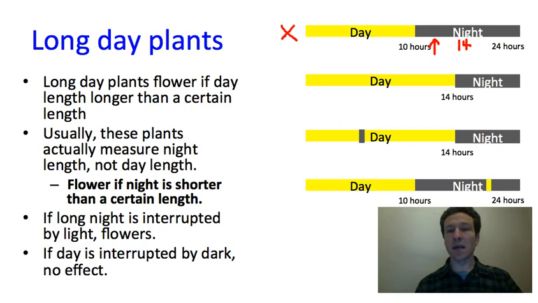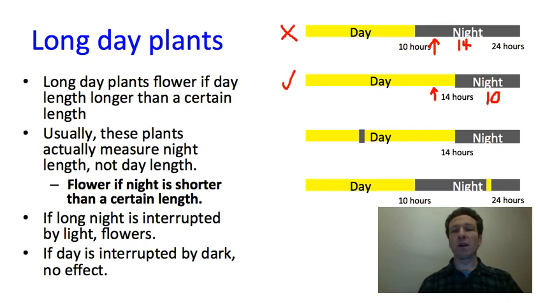In the second example, the plant is getting 14 hours of day. That must mean it's getting 10 hours of night. Now, our rule is that it will flower if night is shorter than the threshold. Remember, this hypothetical plant requires 12 hours as the cutoff. So in this case, 10 hours of night is shorter than the 12 hours. That means that yes, this plant will flower.